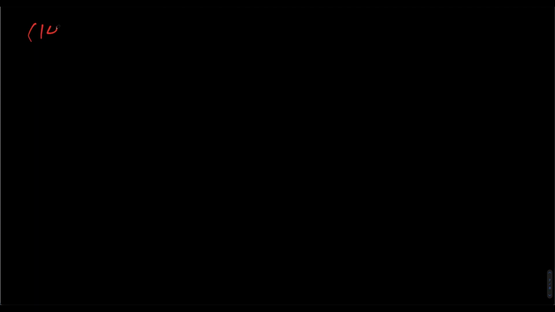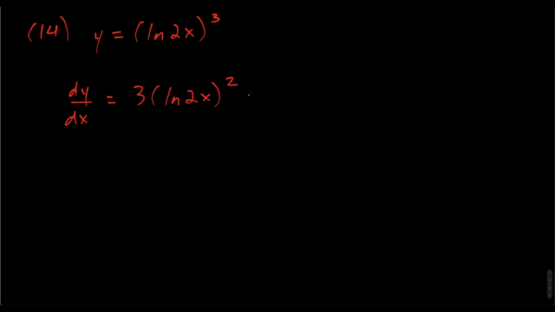So for question 14, we're going to have y equals natural log of 2x in parentheses to the third power. And for this, we could just use chain rule. We've got to do the derivative of the outside using power rule. We keep the inside the same, and then we multiply by the derivative of the inside. And the derivative of natural log of 2x, we have 1 over 2x times the derivative of 2x, which is 2.